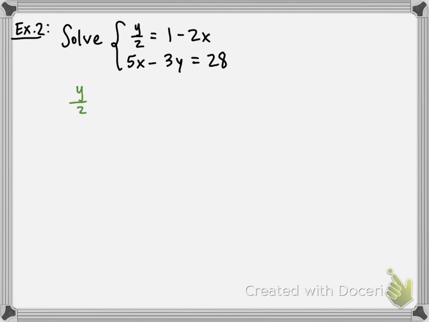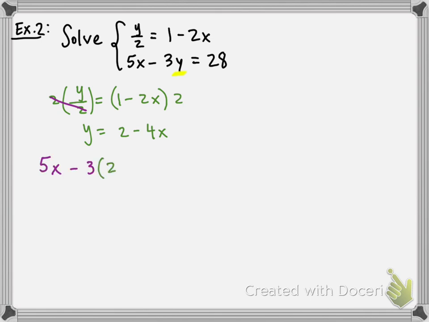So right now we have y over 2 equals 1 minus 2x. But let's eliminate the denominator of 2 by multiplying both sides by 2. Then this takes care of that, and it cancels so that I get y is equal to 2 minus 4x. So now I know what y is. Now that's helpful because can't I substitute in y for this y that I see here? So let's do that. We have 5x minus 3 times 2 minus 4x, and that equals 28.